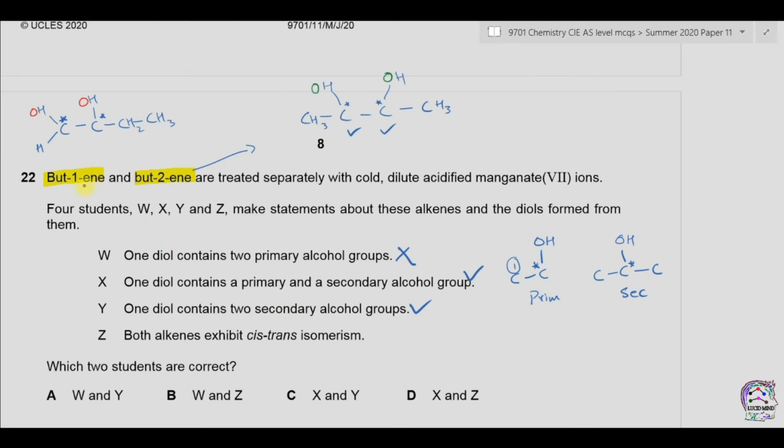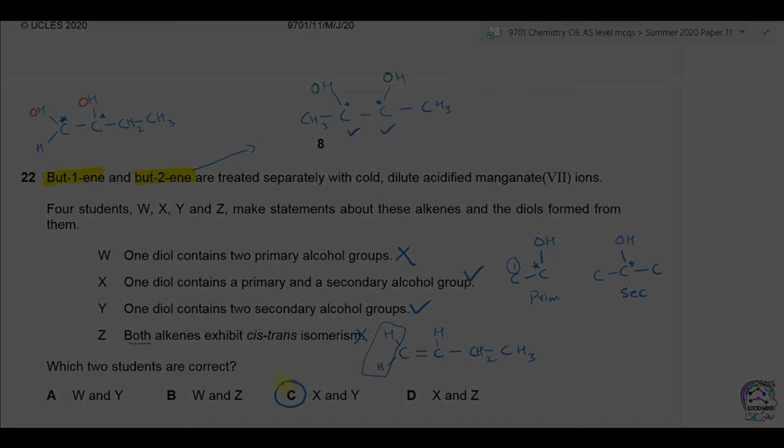But-1-ene does not exhibit cis-trans isomerism because the double bonded carbon has two similar hydrogen atoms attached to it. I can draw it again. Now you can see that this double bonded carbon has two similar atoms, so this cannot have cis-trans isomerism. So this is wrong. So the answer is part C.